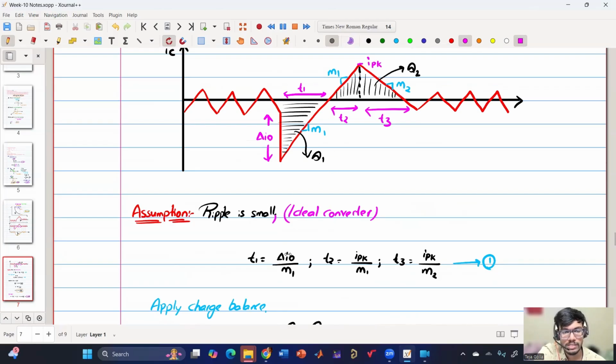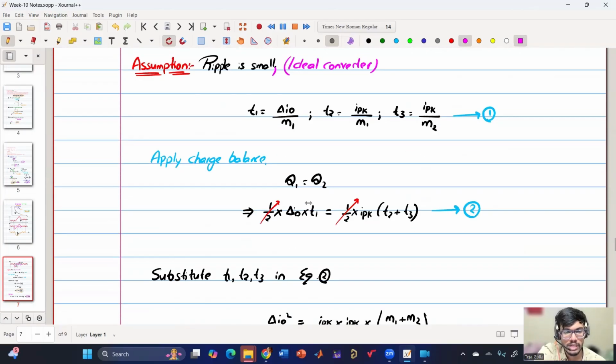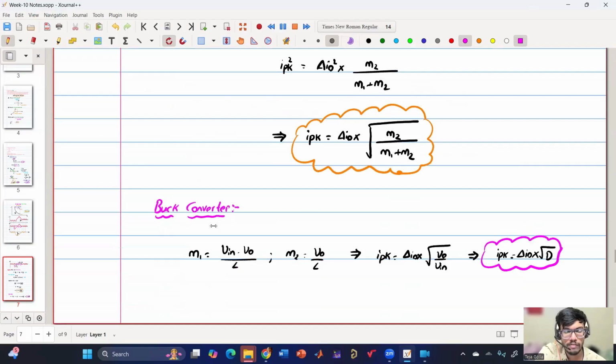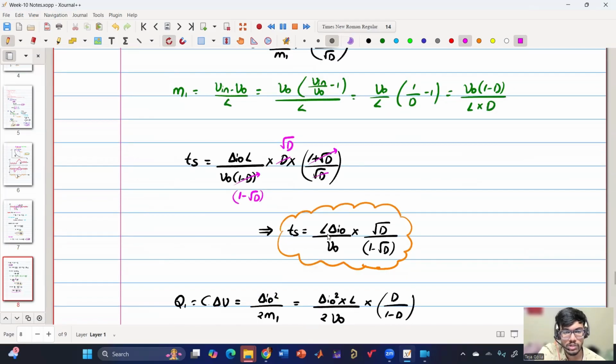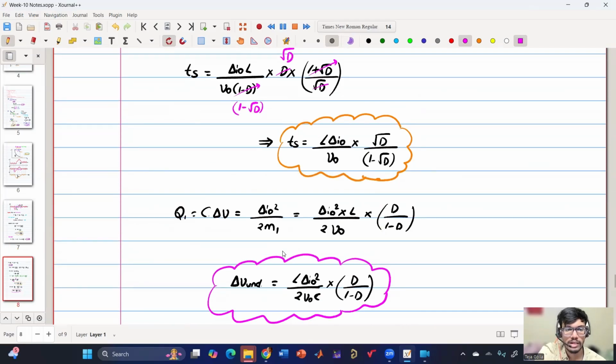Now T1 is delta I naught by M1, T2 is I peak by M1, and T3 is I peak by M2. Now applying charge balance, we have gotten the I peak expression, and for a buck converter, I peak is I naught into square root of D. Then we have calculated the settling time, and we have done the simplification to get the settling time. Similarly, we have gotten the delta V understood.